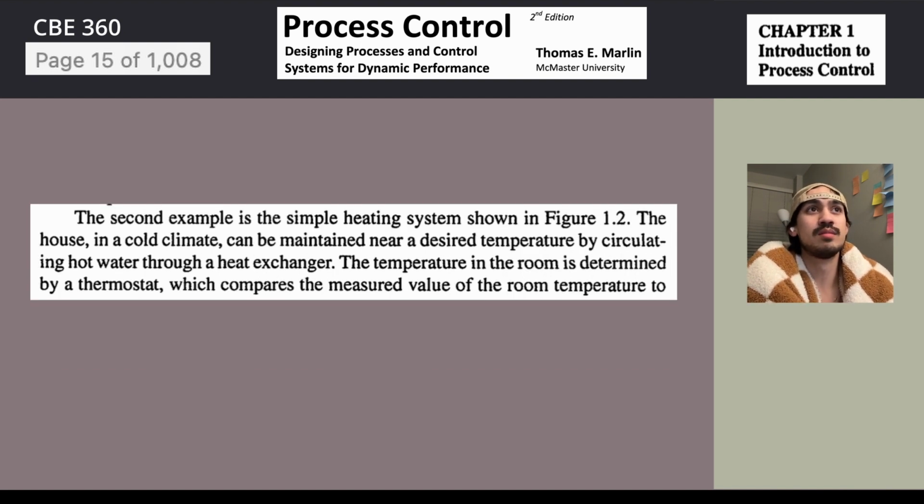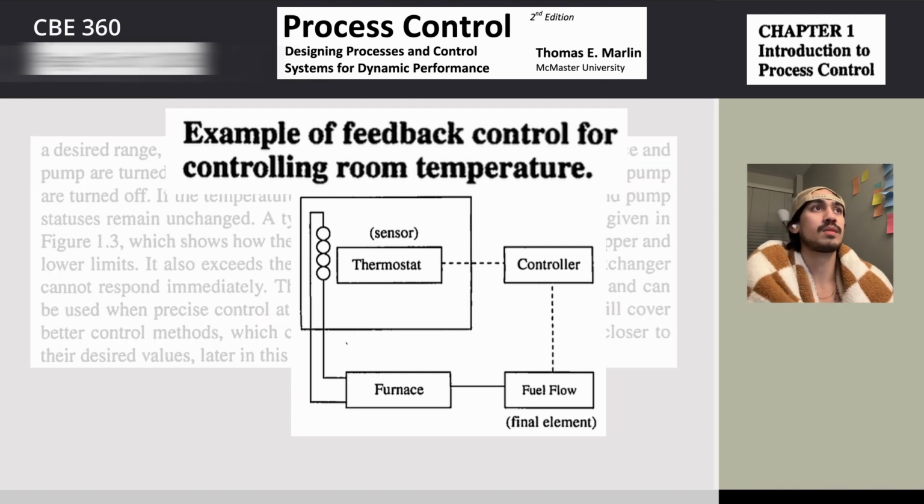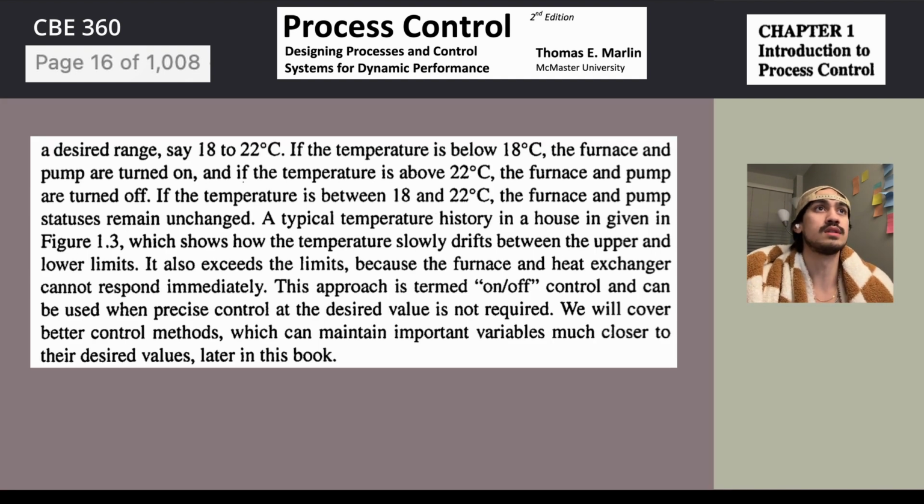The second example is the simple heating system shown in Figure 1.2. The house in a cold climate can be maintained near a desired temperature by circulating hot water through a heat exchanger. The temperature in the room is determined by a thermostat, which compares the measured value of the room temperature to a desired range, say 18 to 22 degrees Celsius. If the temperature is below 18 degrees Celsius, the furnace and pump are turned on, and if the temperature is above 22 degrees Celsius, the furnace and pump are turned off. If the temperature is between these two values, the furnace and pump statuses remain unchanged.